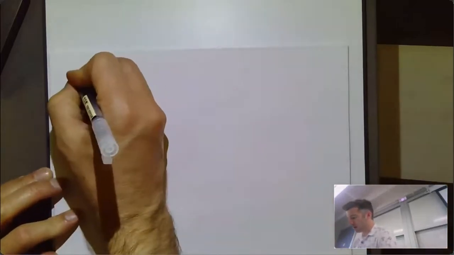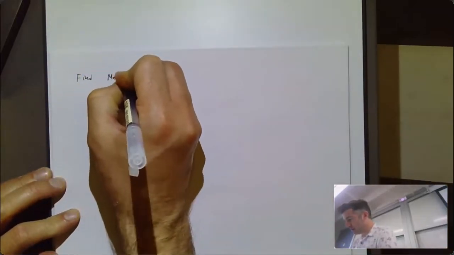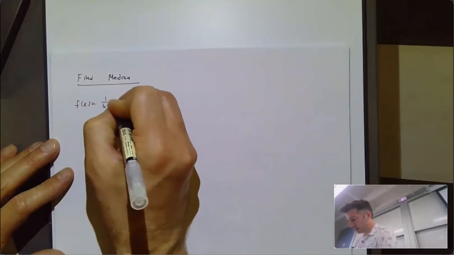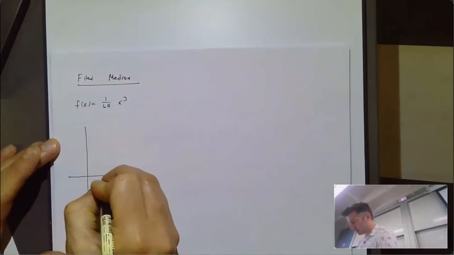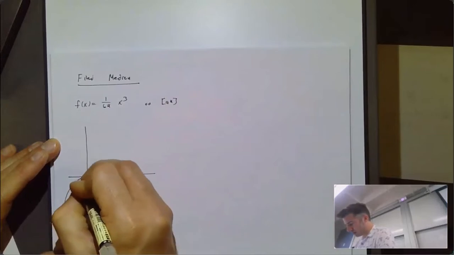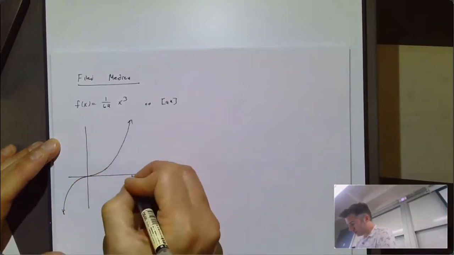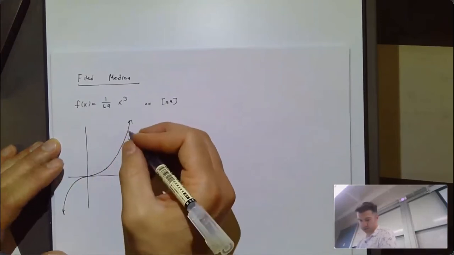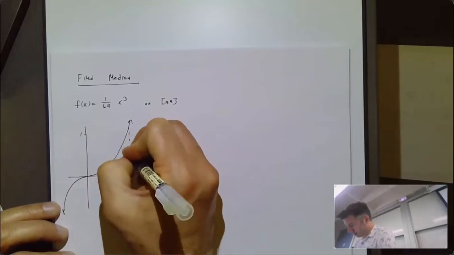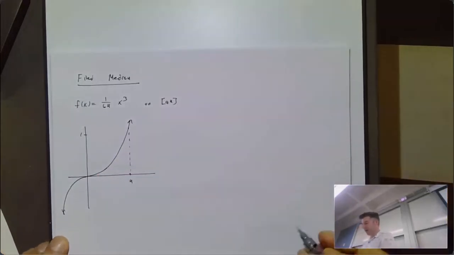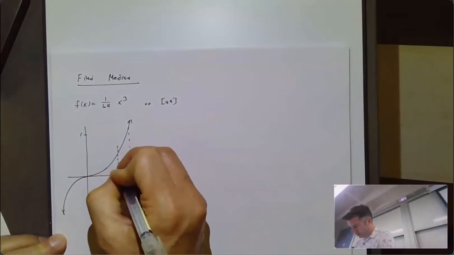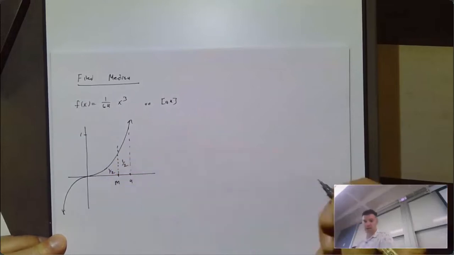So we want to find the median. This is a reminder, our function, which is 1/64 x cubed, looks vaguely like this on 0 to 4. Has the usual cubic shape. So I'm looking at all the area under that curve there, and I'm trying to find the place where half the area is on the right and half the area is on the left. So half the area should be here and half the area should be here.